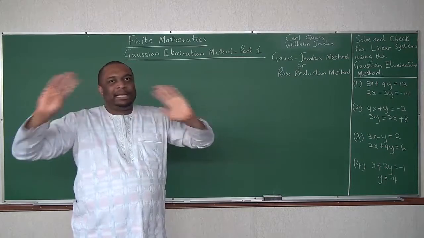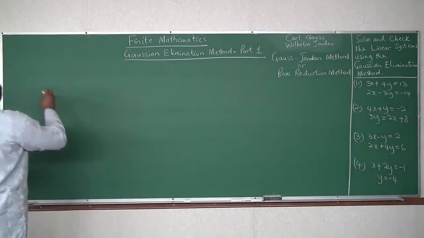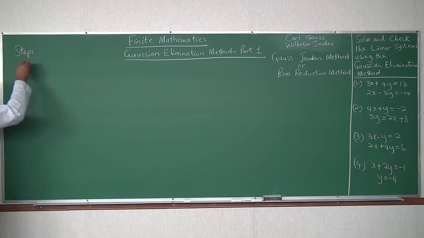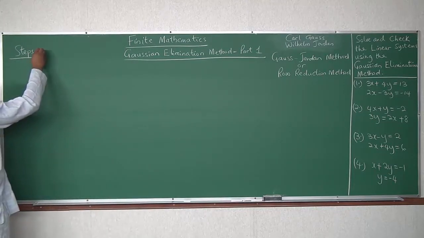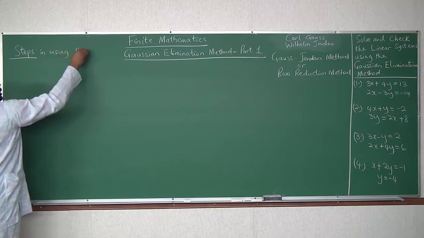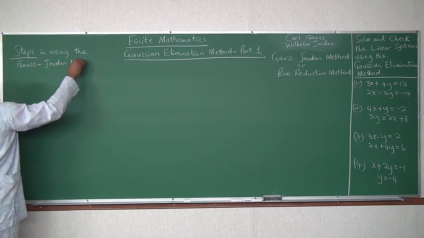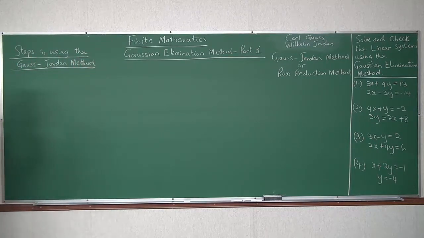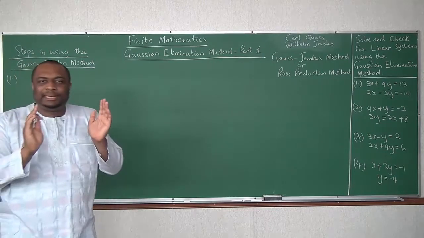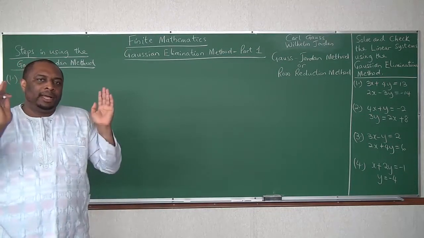Now, let's first of all look at the steps you need to take before you even talk about using this method. The steps in using the Gauss-Jordan method, or the Gaussian elimination method, or the row reduction method. So first step, you want to make sure that the variables are complete.